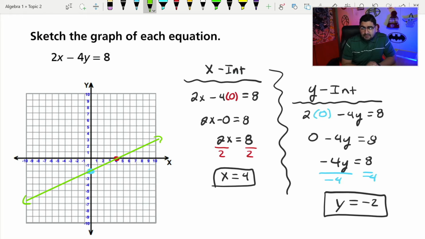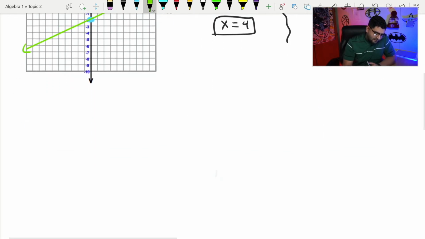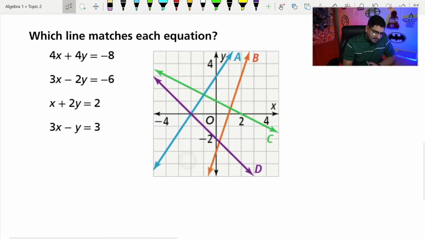Now we're going to look at a cool problem where we have multiple graphs and we have to match them to their equations. So here I have graph A, B, C, and D. The key is, again, to find the x and y intercept and then find which graph matches each line. That's typically what I do for a problem like this. I just look to see which graph has the intercepts that I'm looking for.